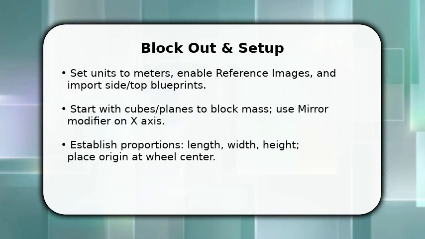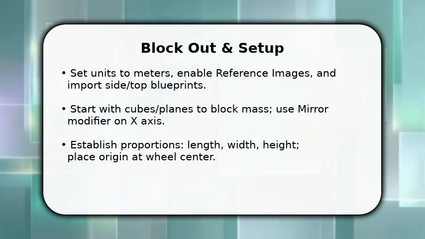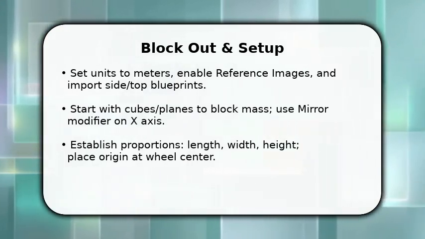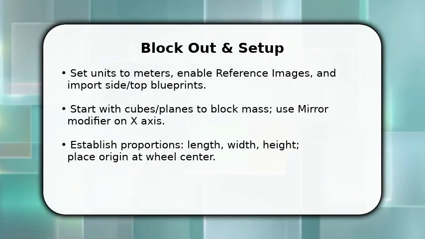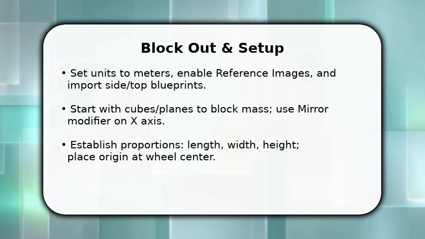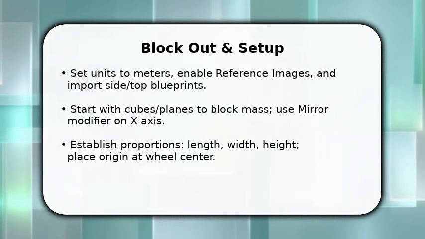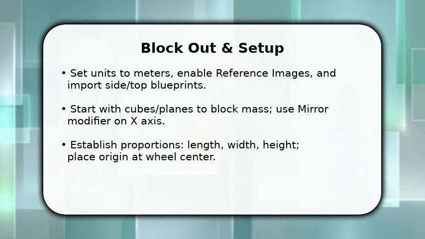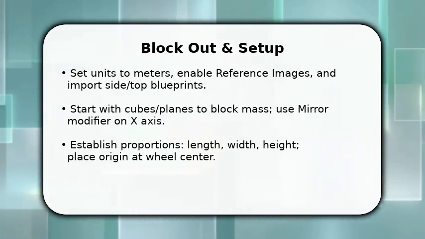You begin by establishing scale and reference so proportions are accurate. Open your side and top blueprints, set units to meters, and position images on orthographic views. Start blocking the main volumes with cubes and planes, applying a mirror modifier on the x-axis to work symmetrically.